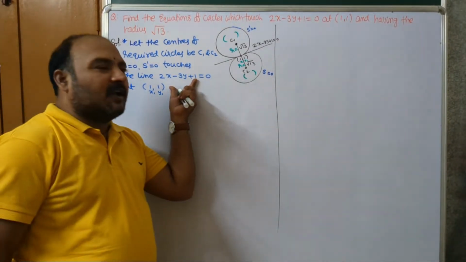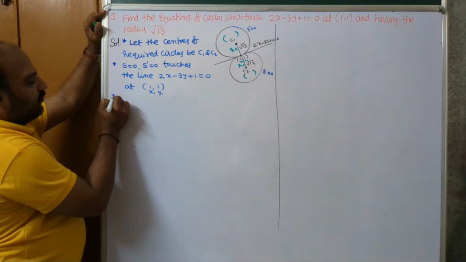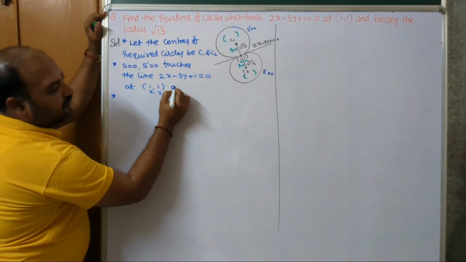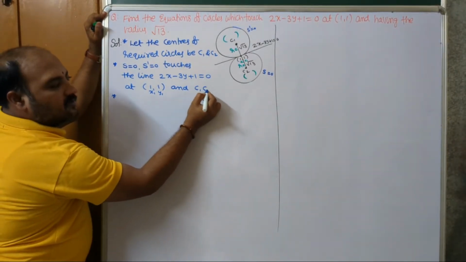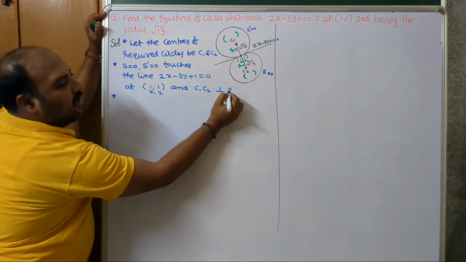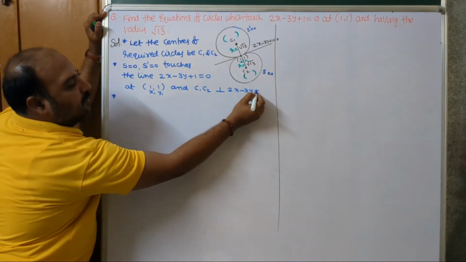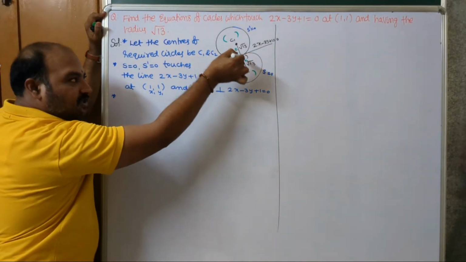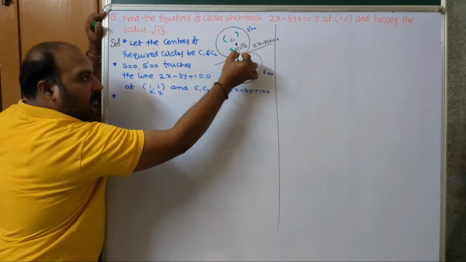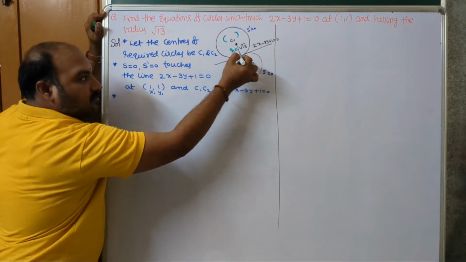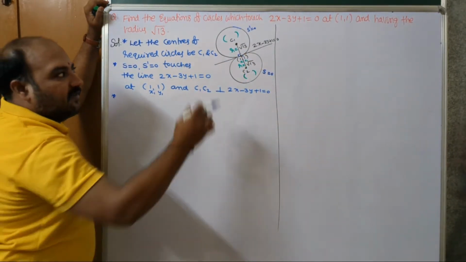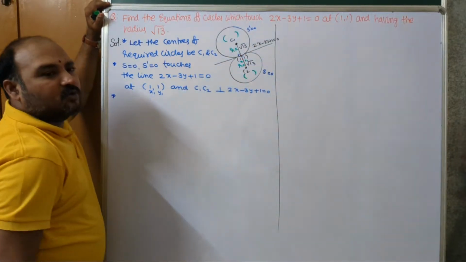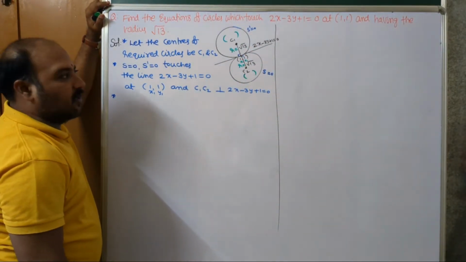This line of centers, C1, C2, is perpendicular to 2x minus 3y plus 1 equal to 0. Observe in the figure, dear students. C1, C2 is perpendicular to this. You got it now? C1, C2 is absolutely perpendicular to the line 2x minus 3y plus 1.